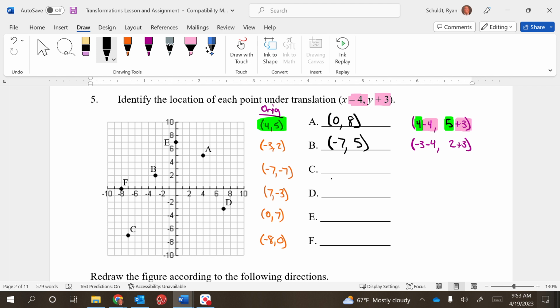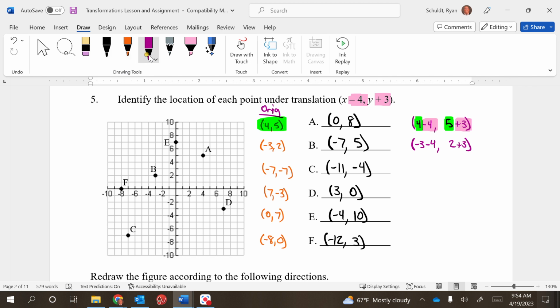And then we keep going in that fashion. Negative 7 minus 4 is negative 11. Negative 7 plus 3, negative 4. 7 minus 4 is 3. Negative 3 plus 3 is 0. 0 minus 4 is negative 4. 7 plus 3 is 10. Negative 8 minus 4 is negative 12. 0 plus 3 is 3.